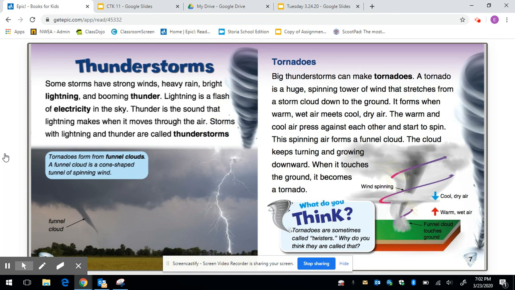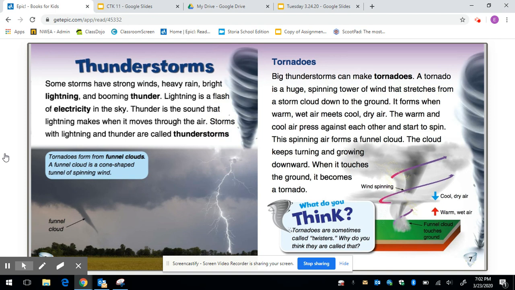So I'm going to start reading, and I want you to notice what you hear me say while I'm reading, okay? Thunderstorms. Some storms have strong winds, heavy rain, bright lightning, and booming thunder. Lightning is a flash of electricity in the sky. Thunder is the sound that lightning makes when it moves through the air. Storms with lightning and thunder are called thunderstorms.